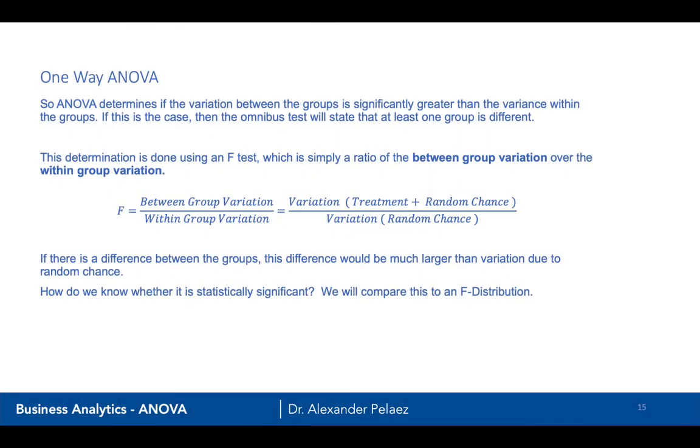So ANOVA determines if the variation between the groups is greater than the variance within the groups. So think about that. If the variance between the groups is greater than what the random chance is within the groups, then it probably means that our treatment or our manipulation, in this case the sound, had an effect on the test scores. And what are we doing here? We're using the ratio of the between group variation over the within group variation. And this will give us an F statistic as well. If there is a difference between the groups, the difference would be much larger in terms of the treatment and random chance than due to random chance by itself. And we will compare this again to an F distribution.